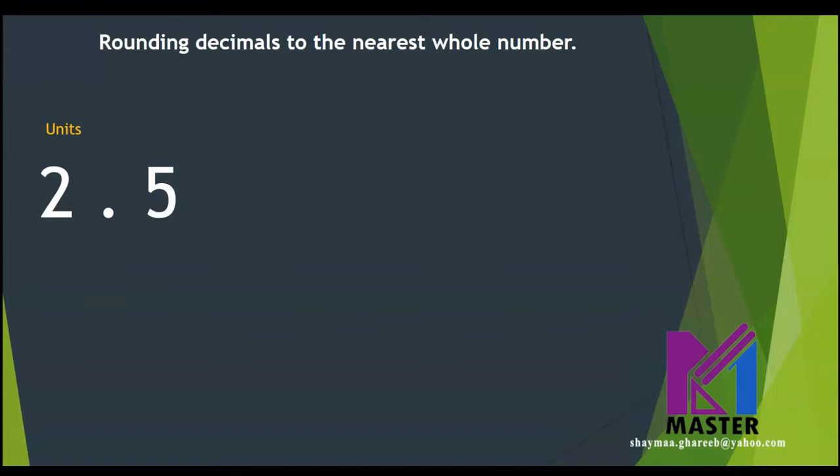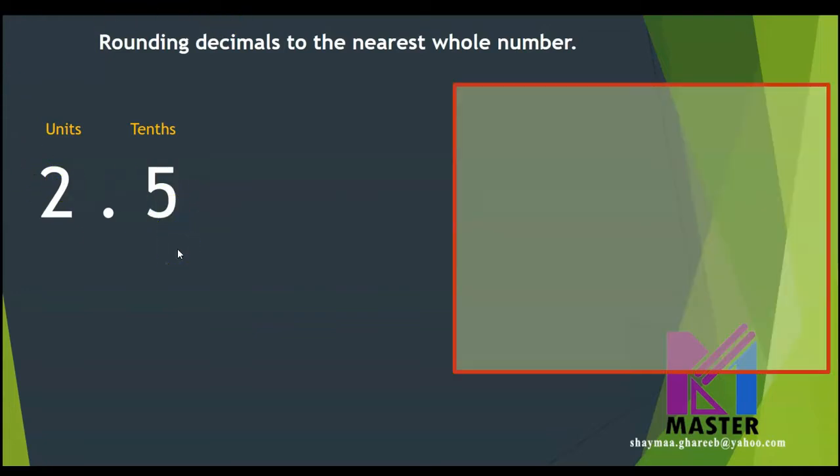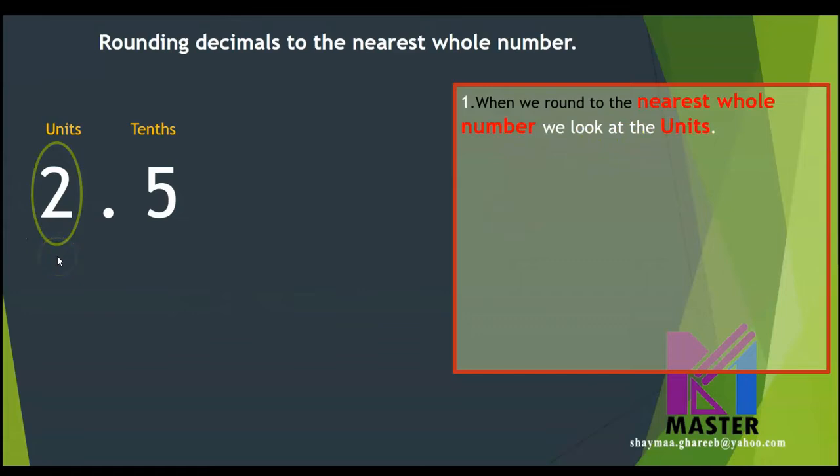We have this number 2.5, the 2 in the units place, and this 5 is in the tenths place. 2.5 or 2 and 5 tenths, if I want to round it to the nearest whole number, we look at the digit in the units place because this is what I want to round. So am I going to round it up or down? That's what I'm going to check by looking at the digit in the tenths place, right next to it.